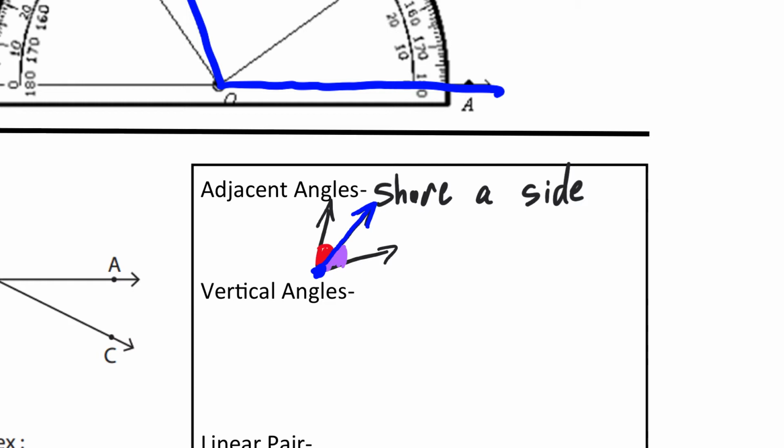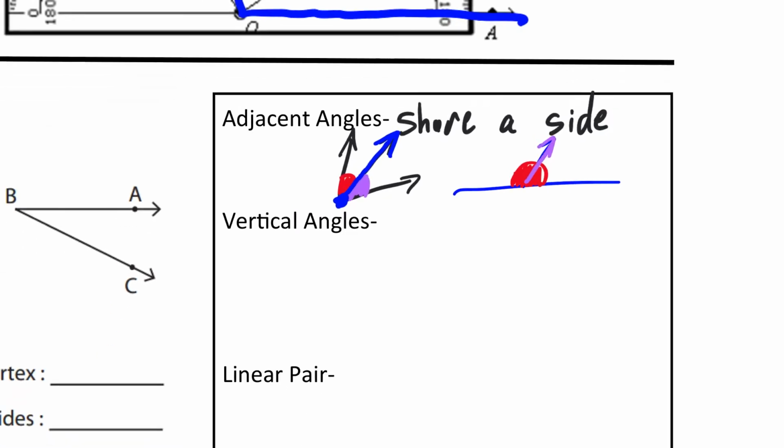Why can't it be like a linear pair? A linear pair is adjacent. Oh, so yes, we could draw that as an example also. Because this and this, they share this side right here. So sure enough, linear pair is adjacent.